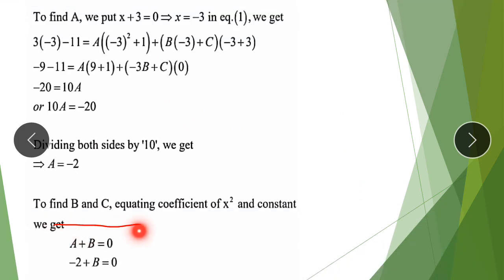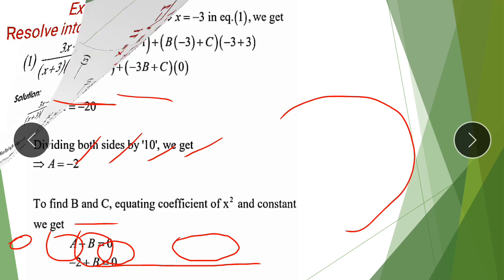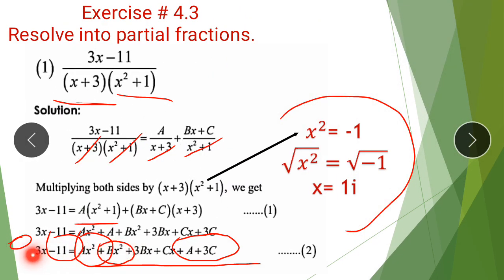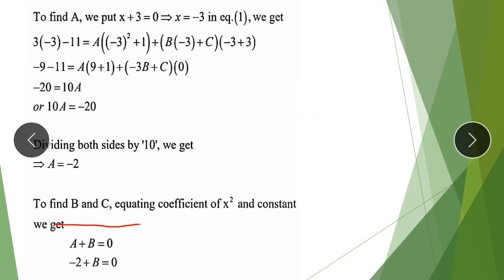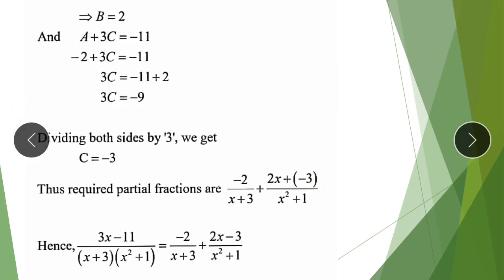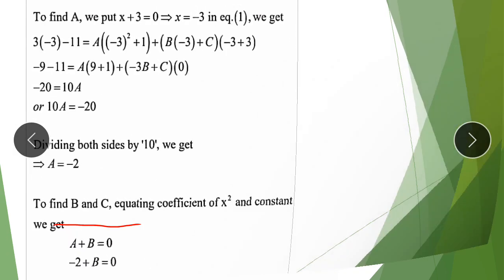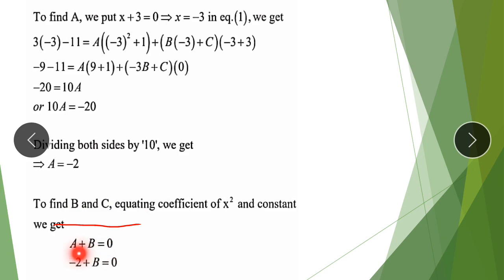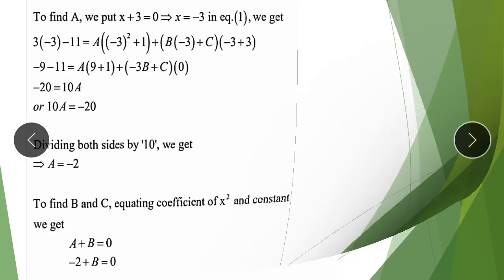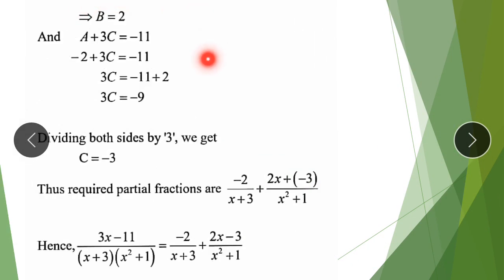So what we get, a plus b is equal to 0. Here you can see a plus b, and there is no any x square, so 0. And next equation will be a plus 3c is equal to minus 11. So we can find the value of b here. A is equal to minus 2. Instead of a, we can put the value minus 2 here. So the value of b can be found out. B is equal to 2.